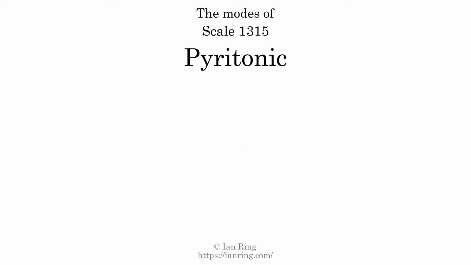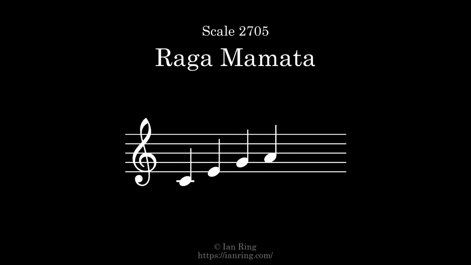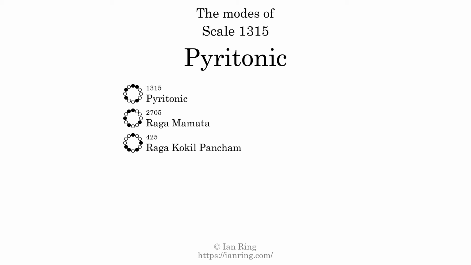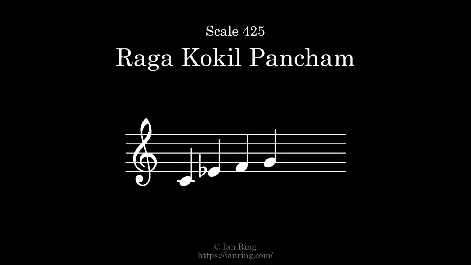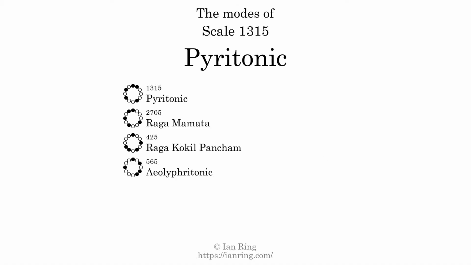This scale has 5 modes. The first mode is itself. The second mode is scale 2705, also known as raga mamata. It sounds like this. The third mode is scale 425, also known as raga kokilapanchamam. It sounds like this. The fourth mode is scale 565, also known as Pyritonic. It sounds like this.